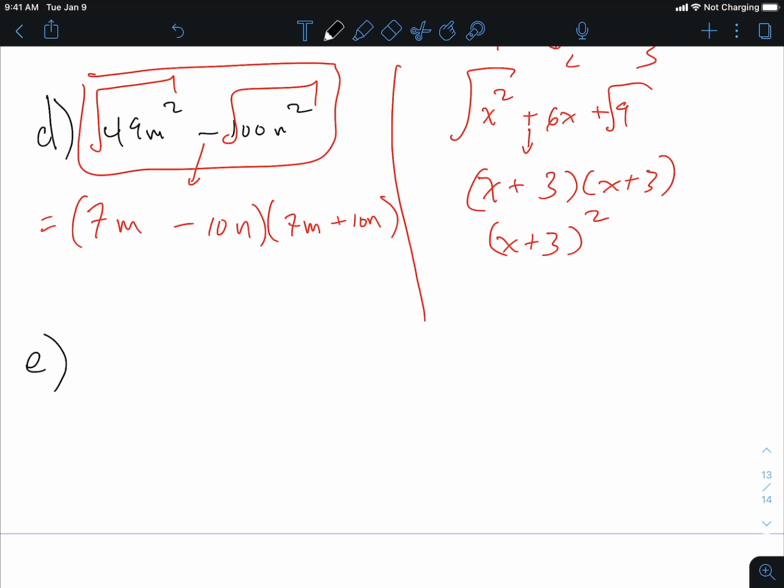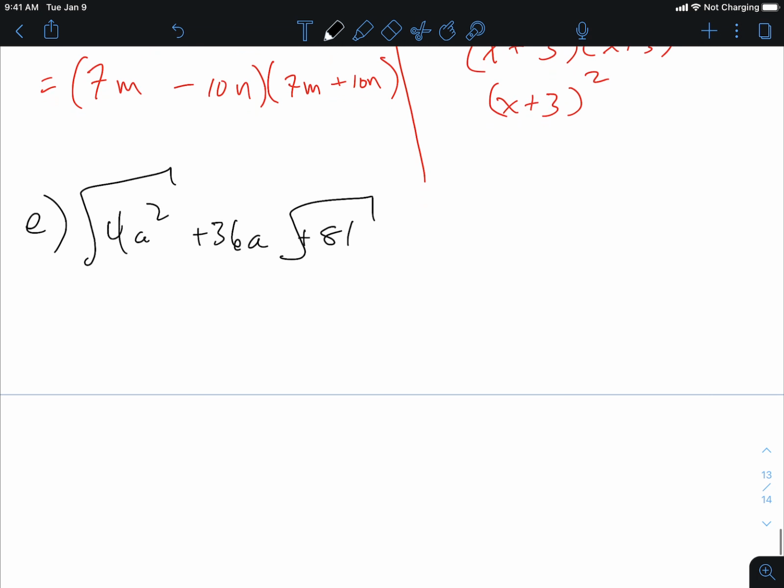What are we going to do? I've got 4a squared plus 36a plus 81. My eye is gravitating towards the fact that I can square root the first and square root the last. We can prove whether or not this is actually true, but let's say it's 2a plus 9 squared.